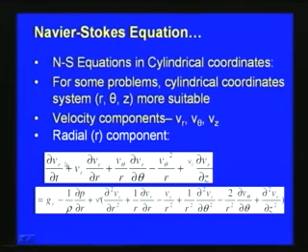Here Vr is the radial velocity, V theta is the tangential velocity and Vz is the axial velocity, and r is the radius which we consider, rho is the density, Gr is the acceleration due to gravity in the radial direction. So, this gives the radial component of the Navier-Stokes equation.